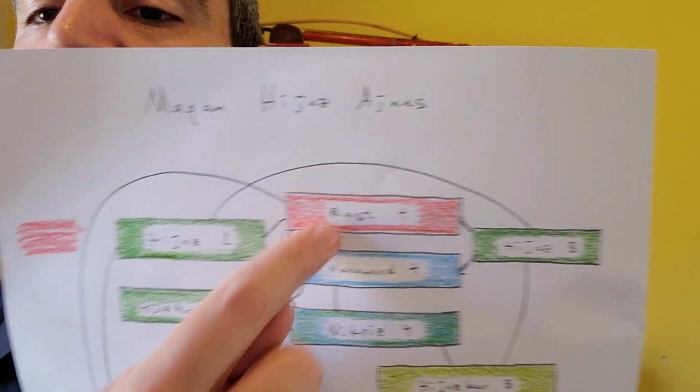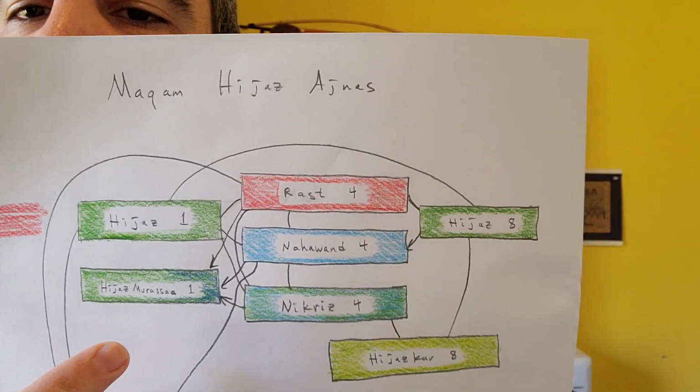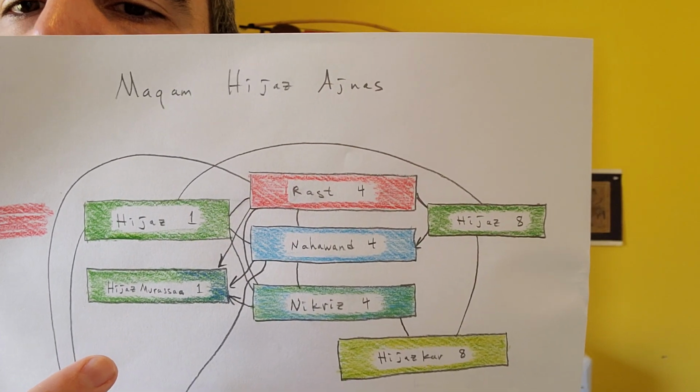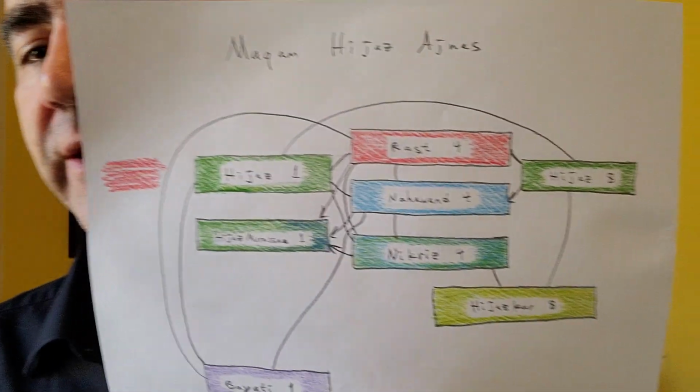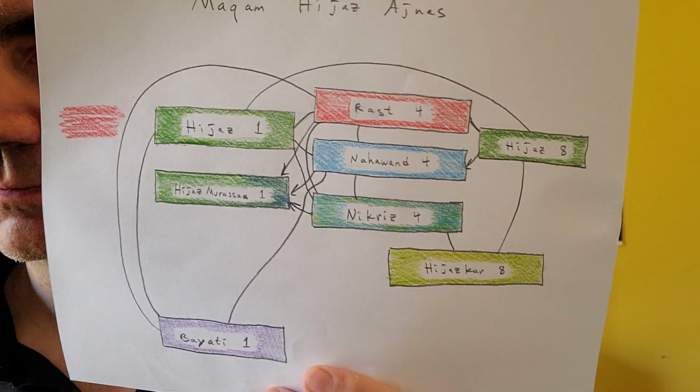There I went straight from Rust to the Hijaz Murassa. Any number of ways to go among these maqamat. And finally, I'm going to show you one more little thing. Oh, look at there on the bottom of the graph. There's Bayati that can substitute for Hijaz.